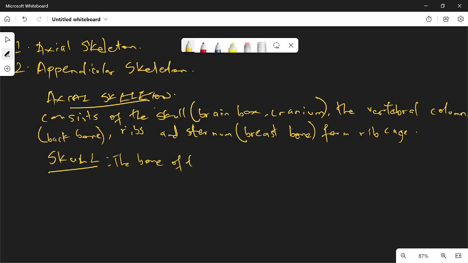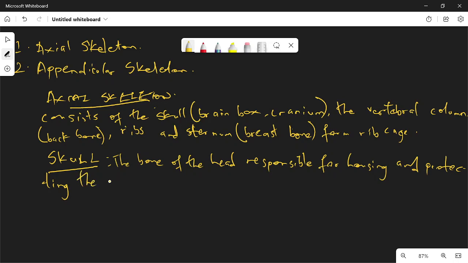The bone of the head is responsible for housing and protecting the brain. Without the action of the skull, it will not be possible for us to have our brain intact.